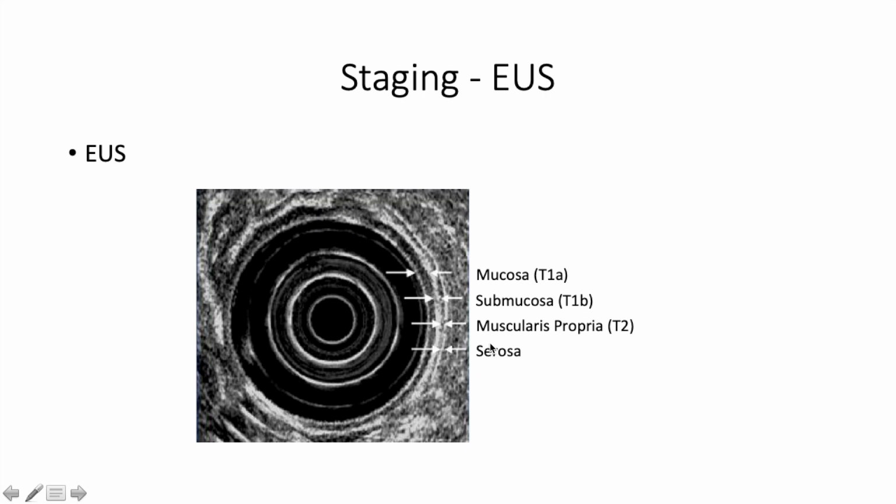There is T3 disease, which is subserosal, and then once you penetrate the serosa, you get into T4 disease. T4A is penetrating the serosa. T4B is getting into an adjacent organ. So that's EUS. Again, have a fair idea how to interpret the EUS of both the stomach and the esophagus, which is basically the same, except that the esophagus doesn't have serosa.